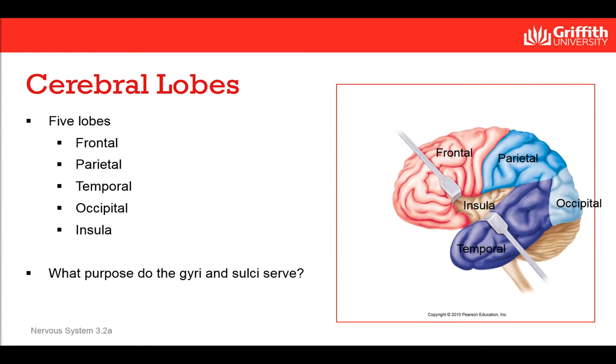What's the purpose of all the gyri and sulci? Why is the surface of the brain folded and not smooth? The many convolutions effectively triples the surface area of the brain, where more neurons and cell bodies can be contained in a smaller space.